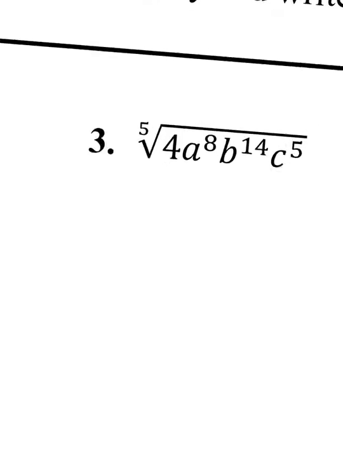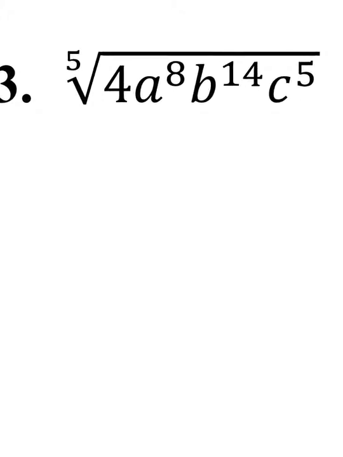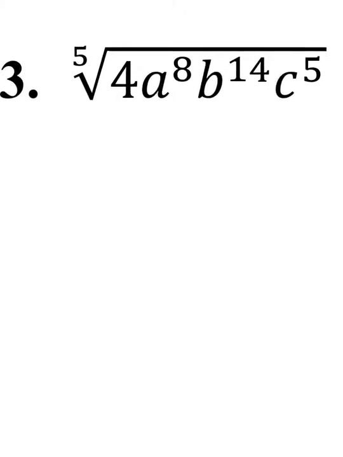Now number 3, there's a bit more going on with it, and that's you're trying to divide each exponent by 5, and 4 does not have a fifth root. So what you're going to do is you need to think in terms of multiples of 5. In other words, count by 5s, 5, 10, 15, 20, 25, and so on.